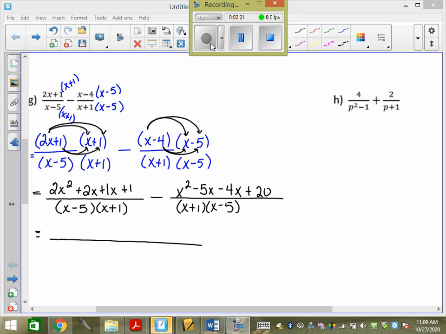Then we would rewrite our denominator, because they are the same answer. Even if they're out of order, it's multiplication, so they can be. x minus 5, x plus 1. And then we rewrite our top, 2x squared plus 2x plus 1x plus 1. And then we have to remember to change all the signs. So I'm going to get negative x squared plus 5x plus 4x minus 20.